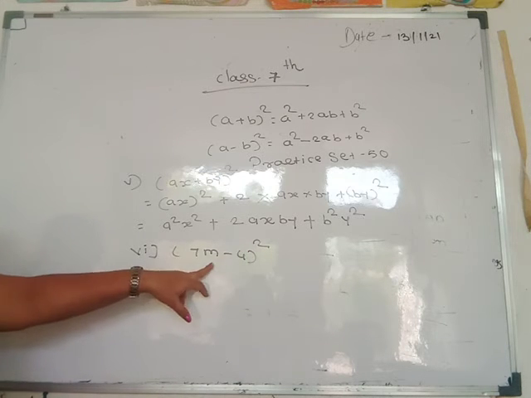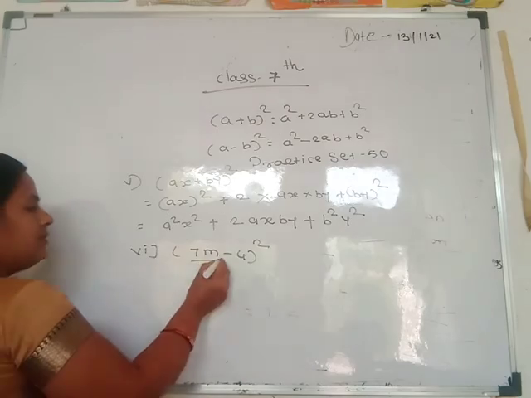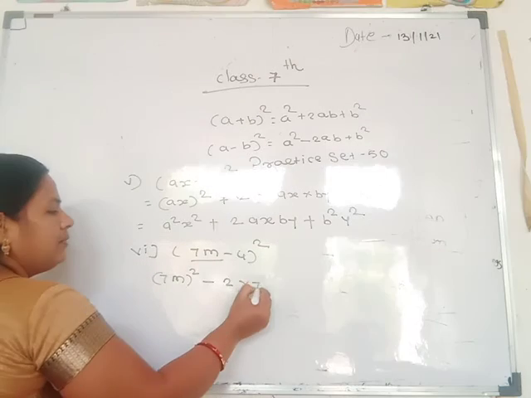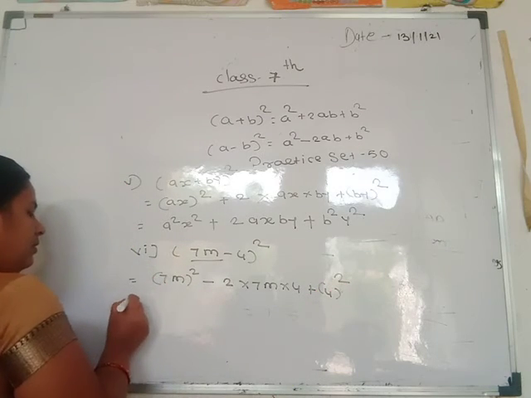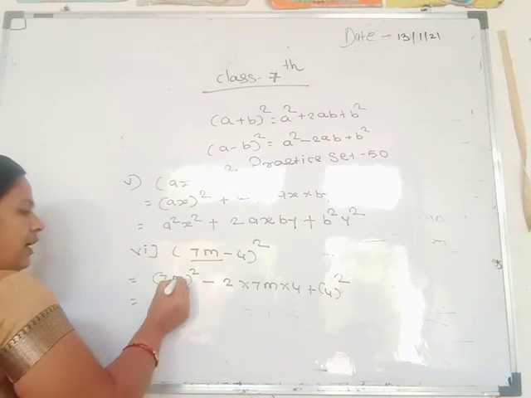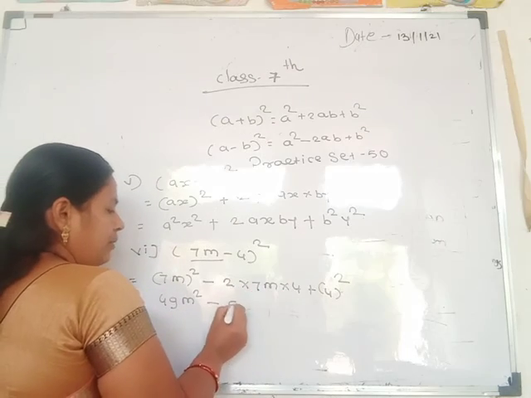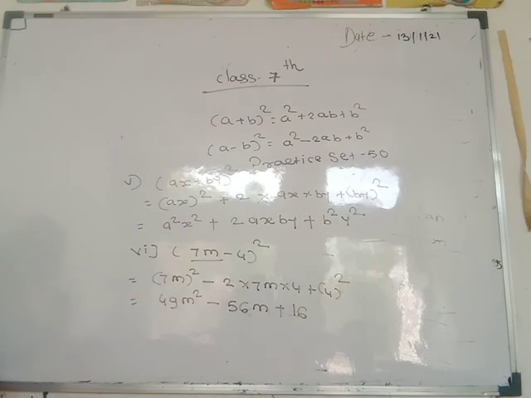Bracket square. Then you put in these values in the formula a square minus 2ab plus b square. A square means (7m) bracket square, minus 2 into ab, where ab means 7m into 4, plus 4 square. Then 7 square means 49 and m square, minus 2 7s are 14, 14 4s are 56 and m, plus 4 square 16. Then the answer is 49m square minus 56m plus 16. Then two examples remain in this practice set 50.